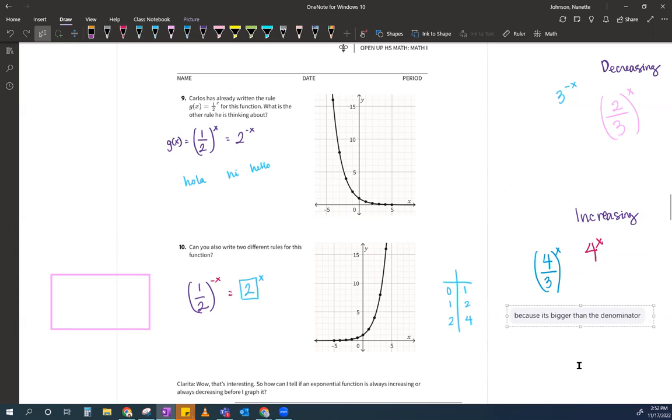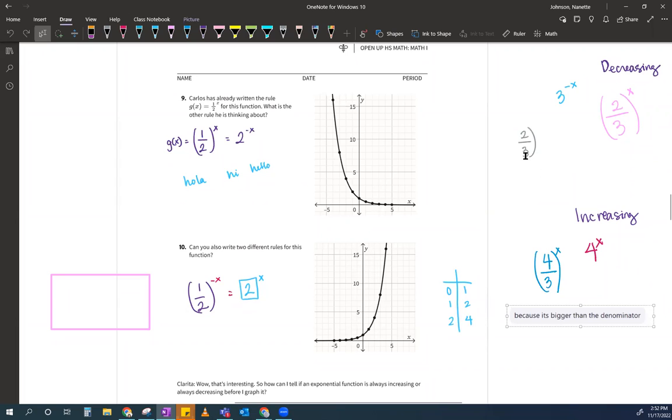Two-thirds to the negative x. It's not showing up, y'all. 2/3 to the negative x. Increasing, decreasing. Oh no, we got decreasing.